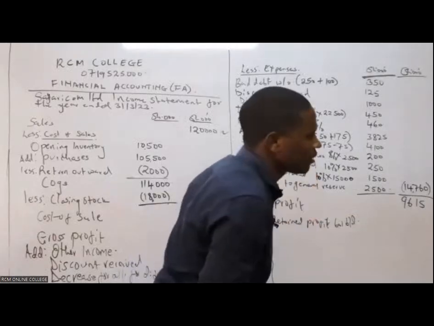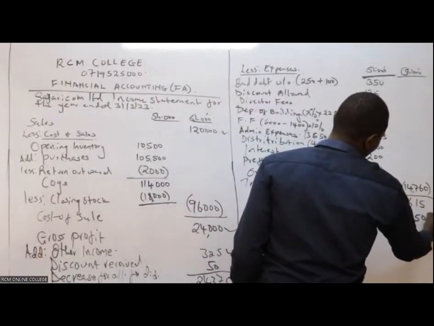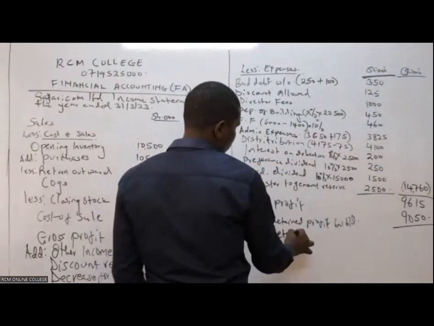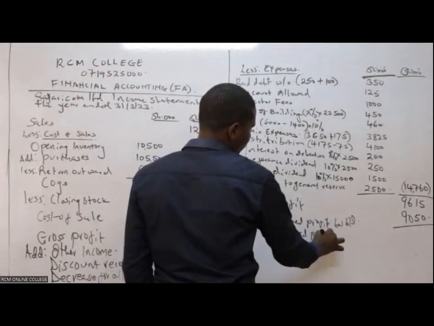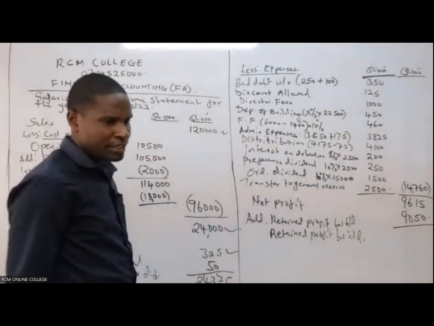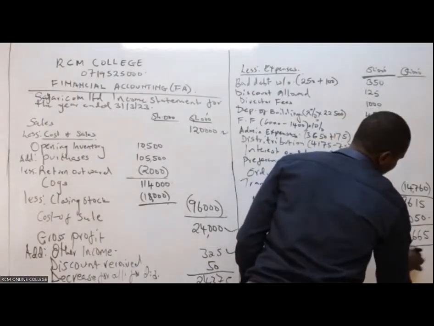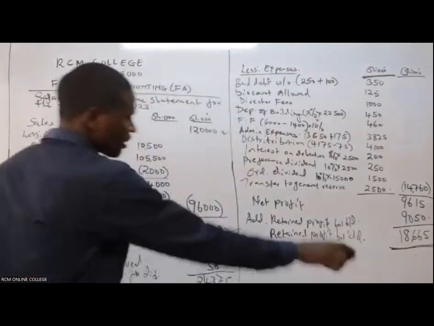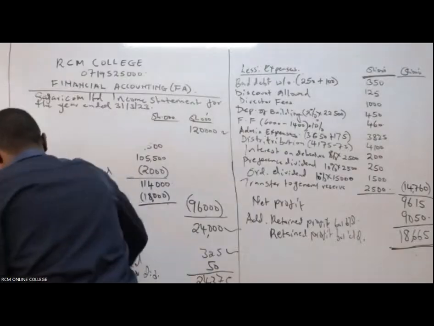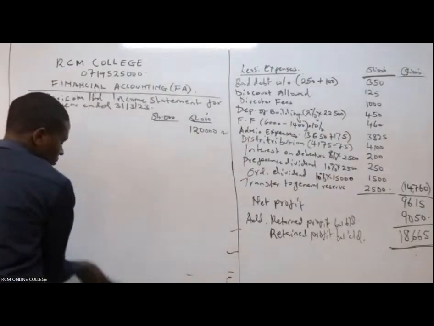So that now we get profit for the year. You add the 90, 50, then you get retained profit balance carried down. Now 18,665. Let's go to the balance sheet very fast. Let's prepare the balance sheet. That is the profit we shall be taking to our balance sheet. Tackle the balance sheet very fast.